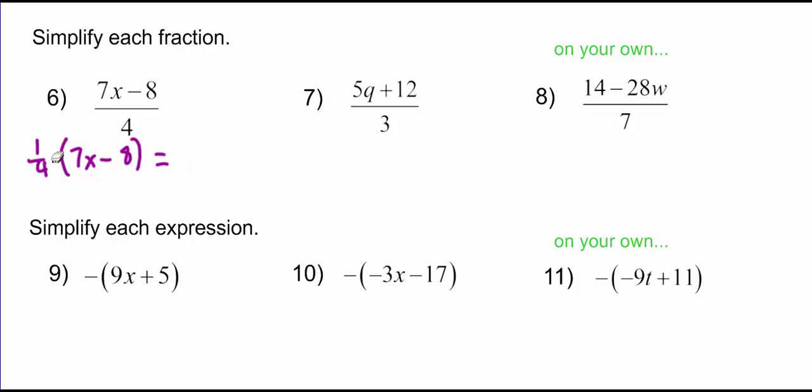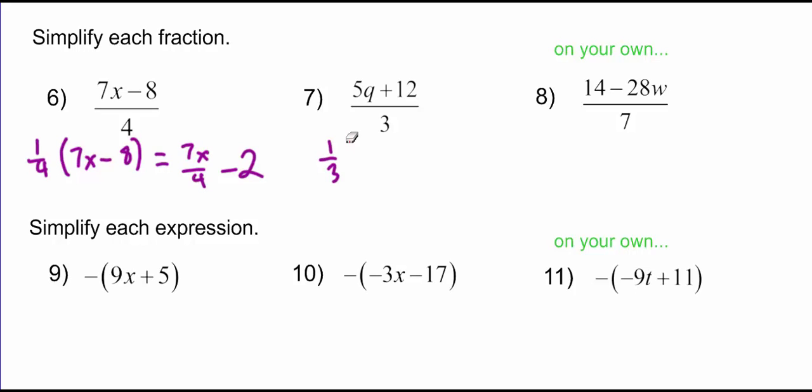And then when we distribute, 1/4 times 7x would be 7x over 4. 1/4 times 8 would give me 2. So 7x over 4 minus 2. And I should point out here, 7x over 4 is the same as 7/4 x. So the x can be in the numerator or it can be after the fraction. They're the same thing.